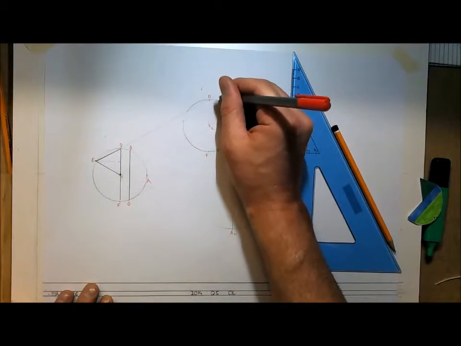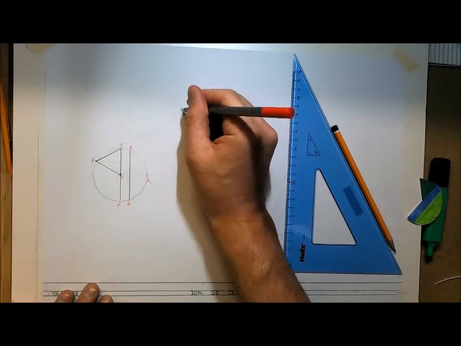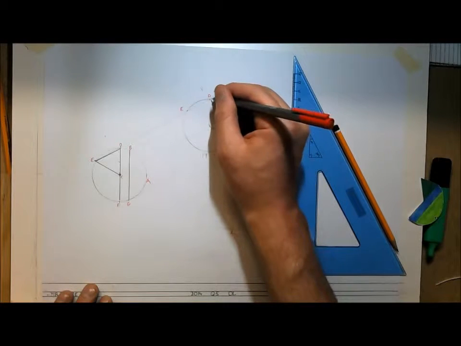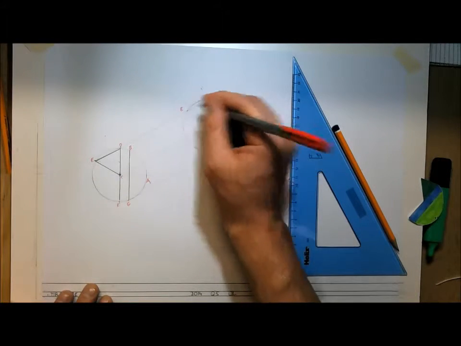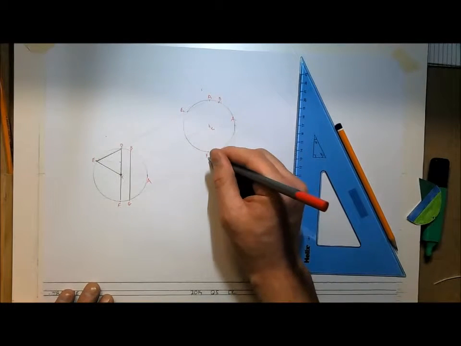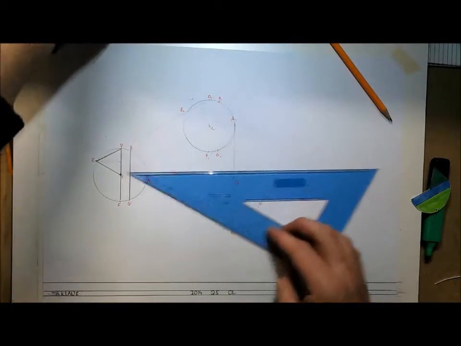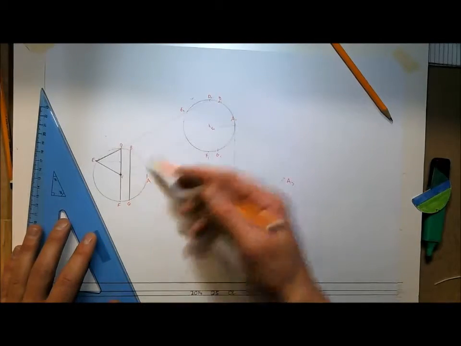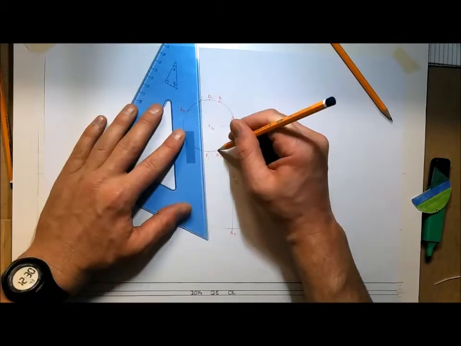Okay, so B, G, and E. Sorry, that's A1, B1, C1, D1, E1, F1, and G1. Right, so we can start joining our points. Looking back at the original logo, we go GB first of all. G goes to B.